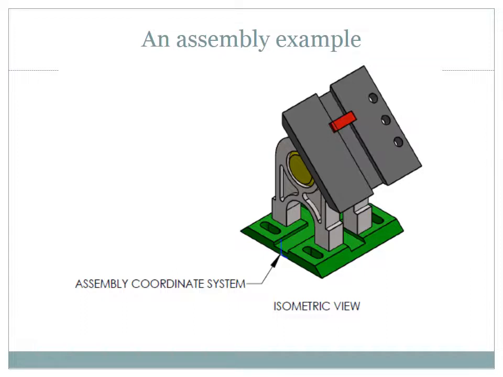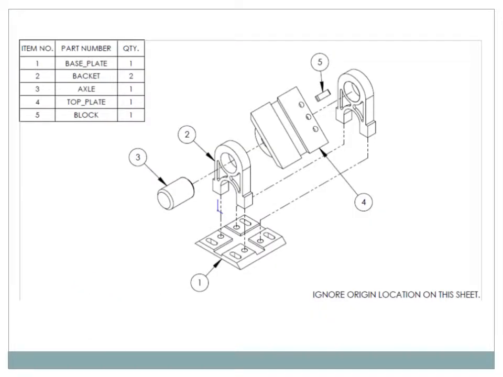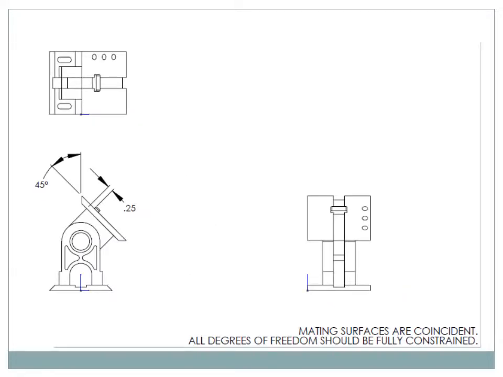Here's an assembly example from a prior CSWA exam I've taken. This is one of the two drawings supplied. Note the notes. Typically, they would have you modify the 40-degree angle and recalculate the center of mass.